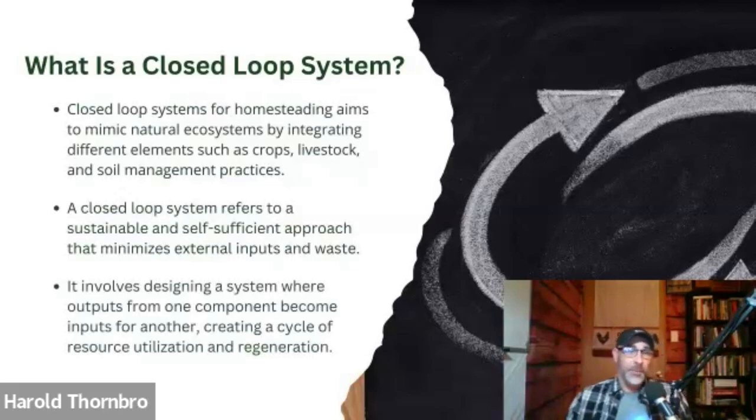It involves designing a system where outputs from one component become inputs for another, creating a cycle of resource utilization and regeneration. So we hear the term regenerative agriculture and these closed loop systems, and it basically just means that we're not bringing in resources that much, or very little, if at all, to produce. On our property, we just circle this around and use what we have to generate more, and just get this closed loop system. It's easier to do with some things than others. I think with soil fertility, it's actually one of the easier things to do it with.